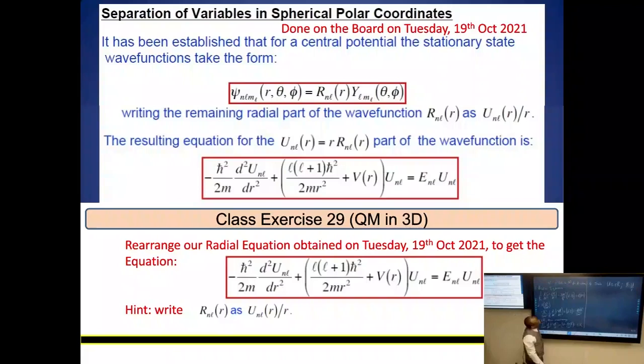So let's start. Using this redefinition, please do for me dR by dr. What do we get? I like to write it explicitly so that I don't forget what I'm doing. So what do we get? dR by dr, yeah? What is it? Anybody? Negative u over r squared. Okay.